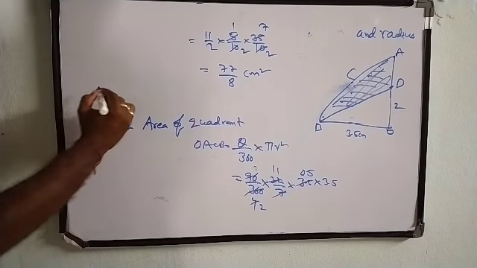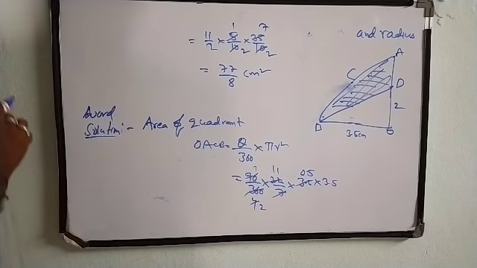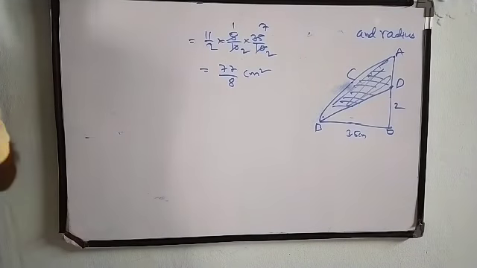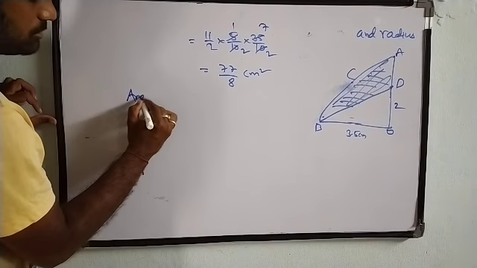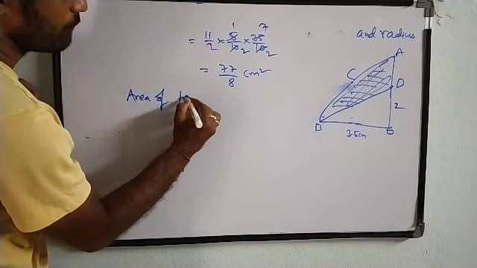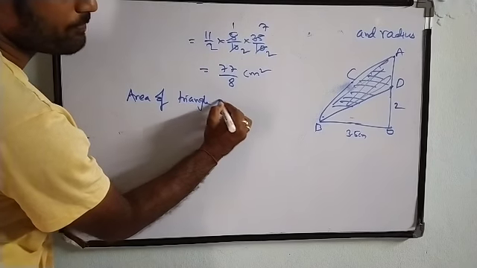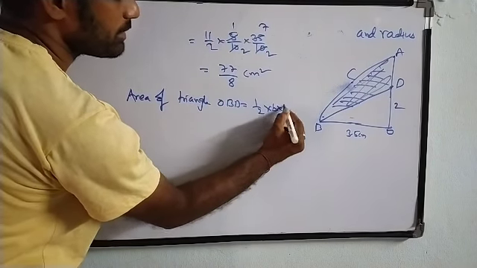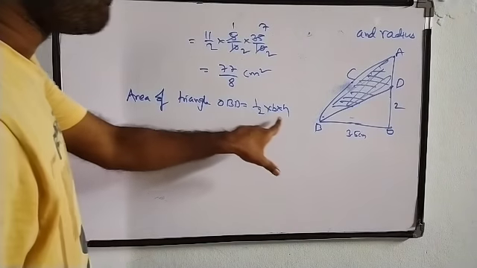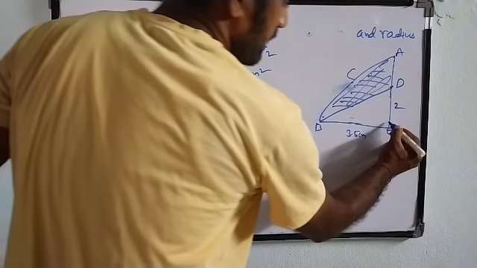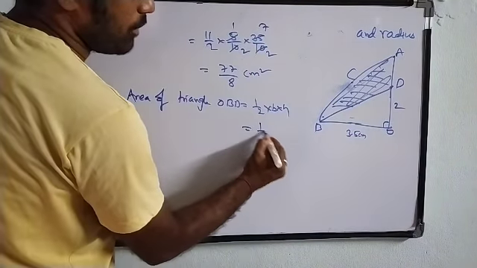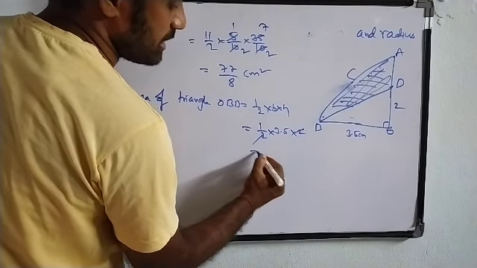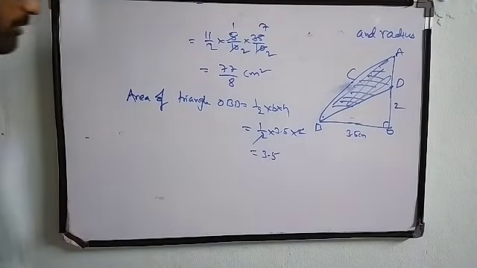Next it is asking for the area of the shaded region. So in order to find the area of the shaded region, first of all we need to find the area of the triangle. So area of triangle OBD is half into base into height. We are going with this formula, half into base into height, because it is a right angle triangle. So half into base is 3.5 and height is 2. The 2s get cancelled, so it is 3.5.